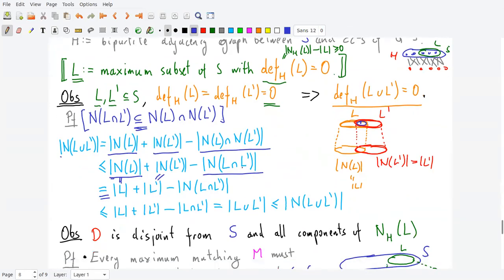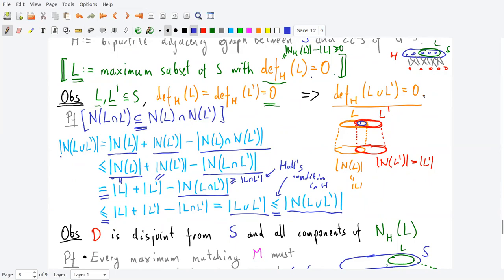And in the next inequality, we see that the size of the neighborhood of L intersection L prime is at least as large as the size of L intersection L prime, and this is because of Hall's condition in H, which we argued holds. So this is at most this. We again use De Morgan's law to argue that this is at most the size of L union L prime. However, again by Hall's condition in H, we know that this is upper bounded by the size of the neighborhood. So we have this chain of inequalities, starting and ending with the same thing, and therefore all of those inequalities must actually be equalities.